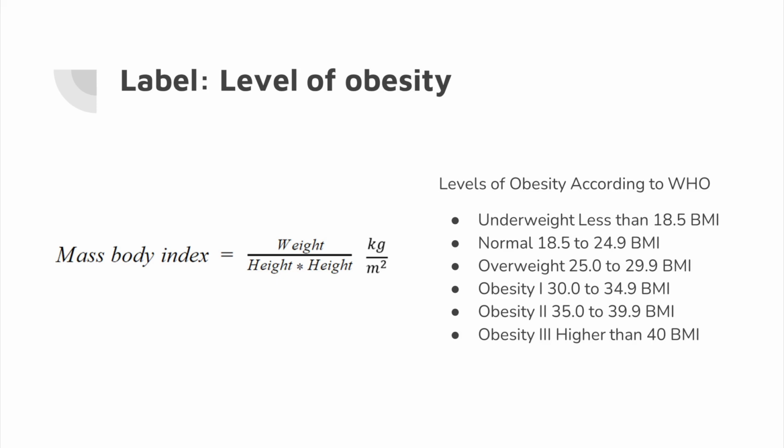The label level of obesity was determined by calculating the body mass index, which is defined as the weight divided by the square of the height. We decided to use these calculations as a continuous variable.